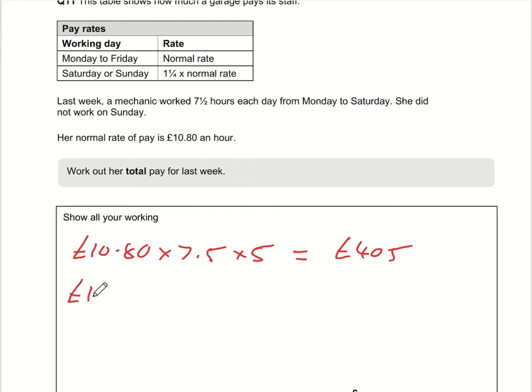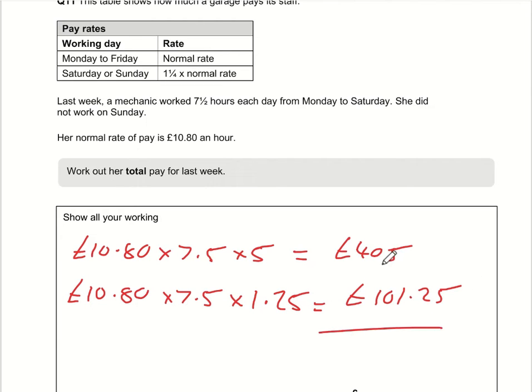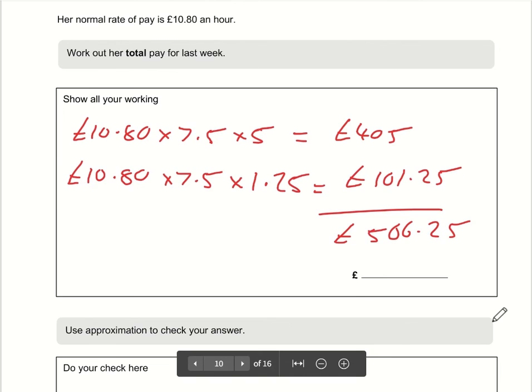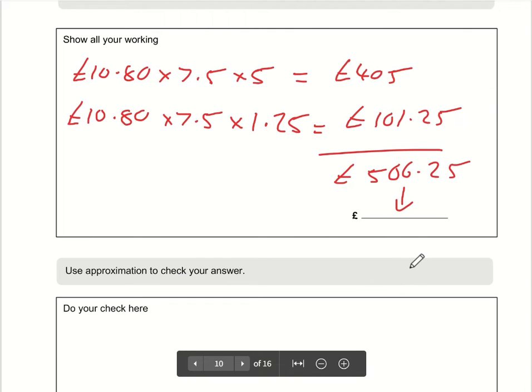Now also on the Saturday is £10.80 times by 7.5 hours, but it's 1.25 times the normal rate, so it's increasing that by that extra quarter, so multiplying by 1.25, and that will give us 101.25. So now all we need to do is add these two values together, and we get a total of £506 and 25p. There we go. So just stick that in the answer box and you're done.